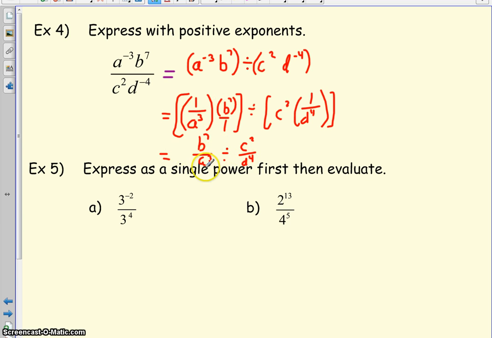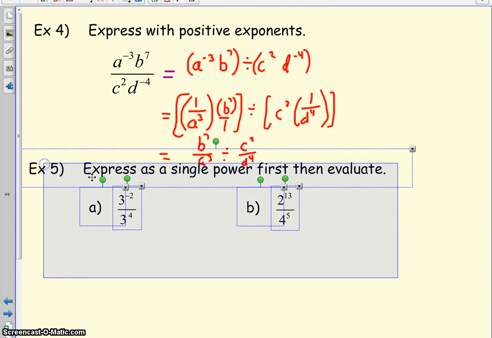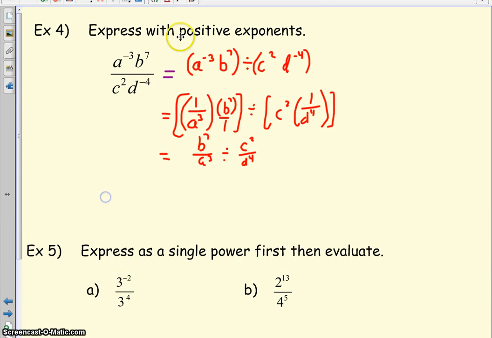Okay, so what I have now is just two fractions that are being divided. Well, how do I divide two fractions? I multiply by the reciprocal. So let's give us some more space here. If I was going to actually divide these, this would be the same thing as b to the 7 over a cubed times d to the 4th over c squared.